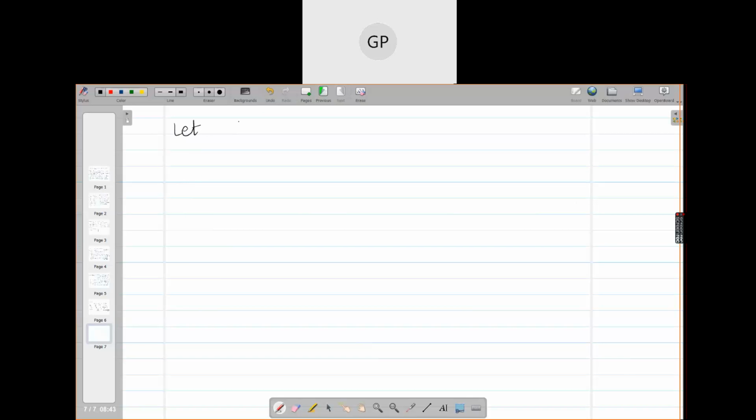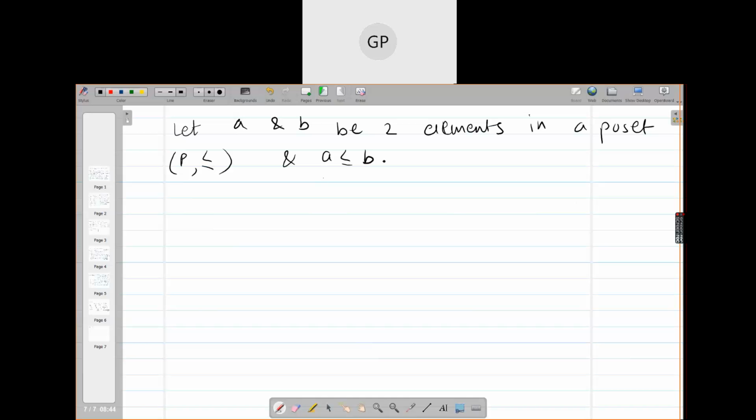Let A and B be two elements in a poset (P, less than or equal to). And A is less equal B. What do you mean by A less equal B? Girls, what does A less equal B mean? Does it mean A is smaller than B?